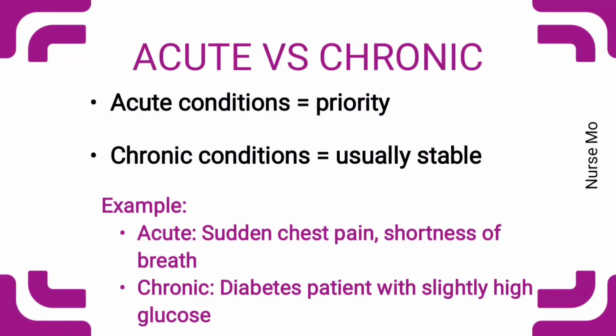Now, an example that will probably help you understand it is sudden chest pain and shortness of breath, which can be classified as an acute condition, whereas a patient with diabetes who has high glucose has a chronic condition because it is not sudden, it is predictable, right? So in this example, we already see sudden chest pain. The word sudden already makes it not predictable, so it's simply an acute condition.